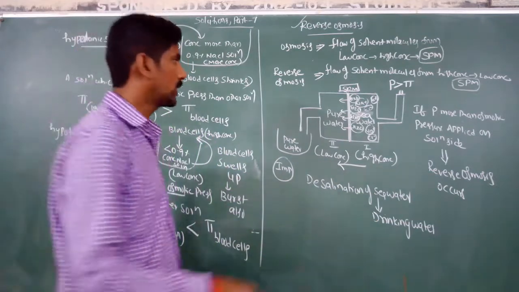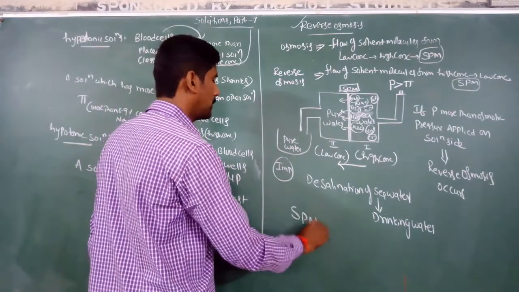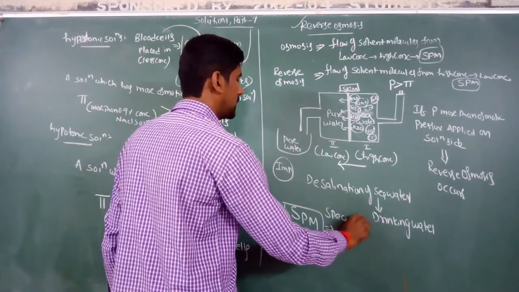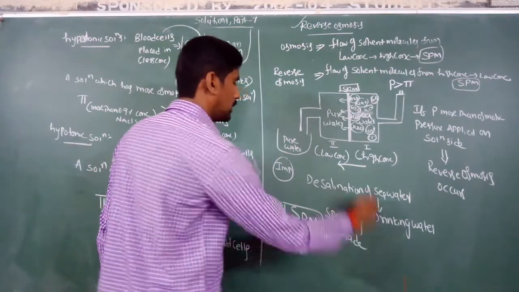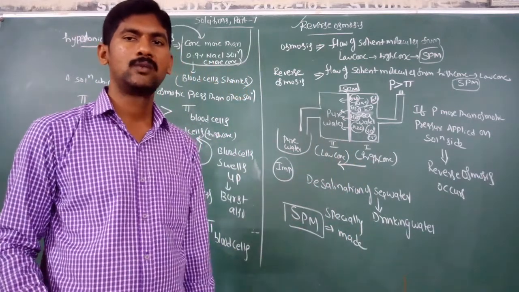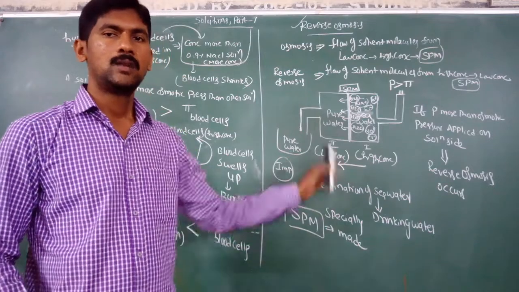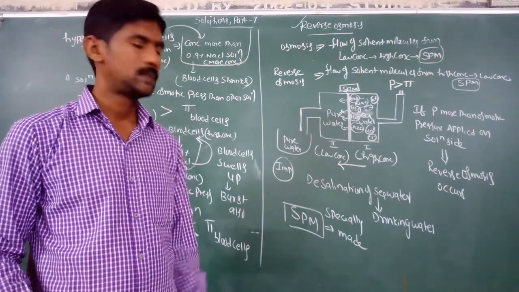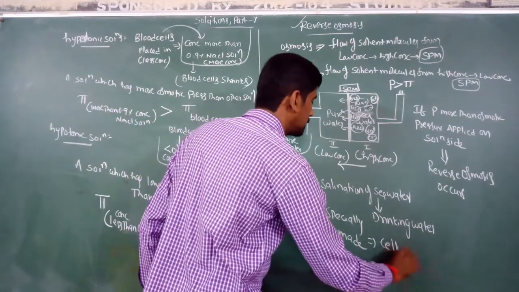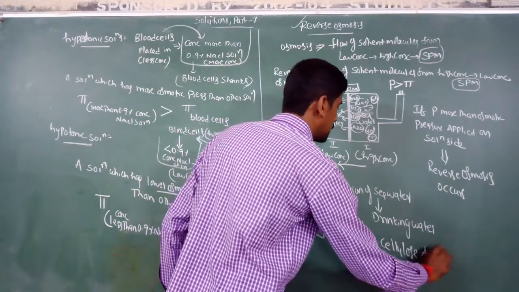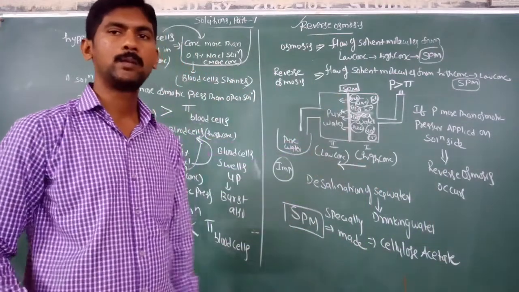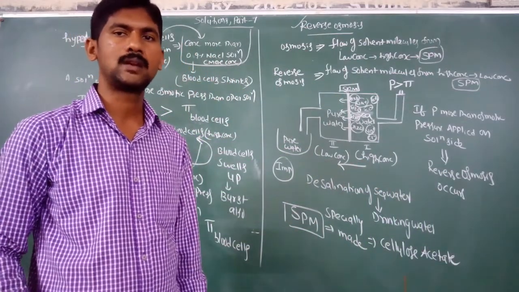For this, we use a specially made semi-permeable membrane. Ordinary semi-permeable membranes like pig's bladder, parchment paper, and cellophane sheet are not suitable for this purpose. A specially made semi-permeable membrane, that is, the cellulose acetate semi-permeable membrane, is used for this reverse osmosis process.